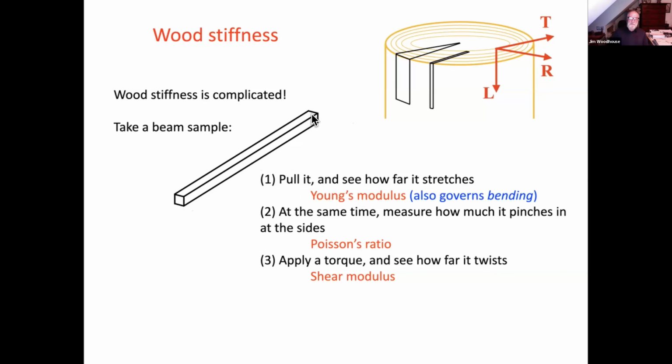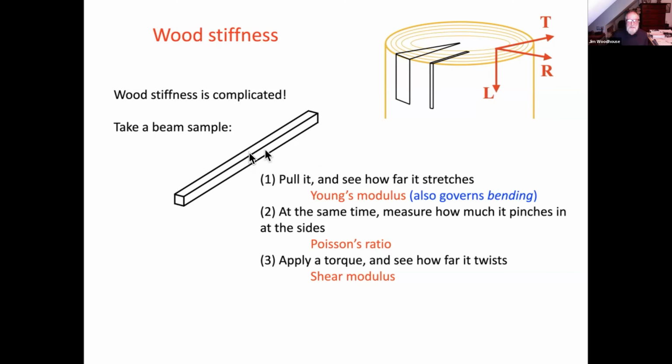Now, that's not the only thing we could do with our rod sample. During the same experiment, while we're stretching it, if we wanted to, we could measure the width and the height across the cross-section. And what you would usually see is that as you stretch it lengthwise, it pinches in a little bit in the cross-sectional direction. And the ratio of those, the pinching in divided by the stretch, is something called Poisson's ratio. And it's medium important, I suppose.